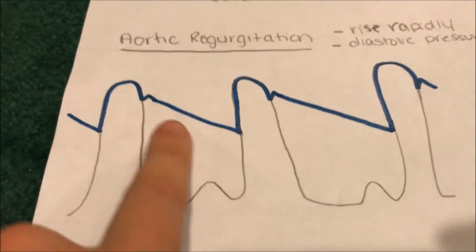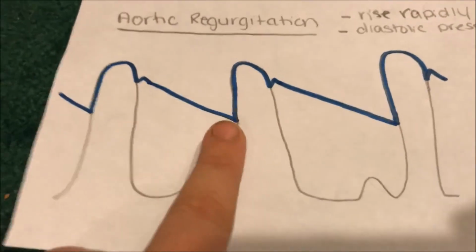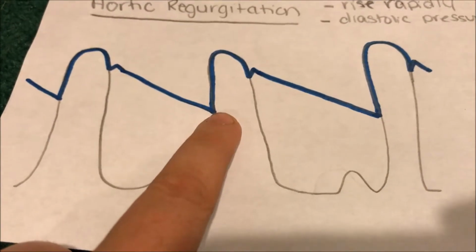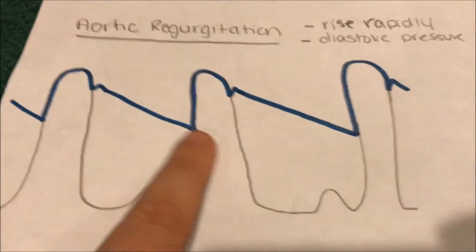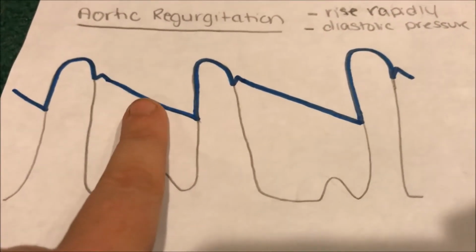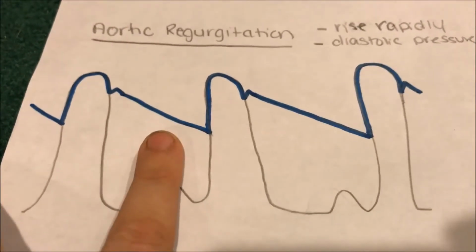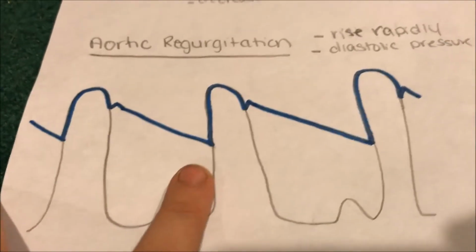With this, it's losing a lot more pressure, it's losing a lot more blood, and it's going down in pressure and volume. This can cause issues because this is the blood that's supposed to go throughout the body and supply your body full of oxygenated blood, but instead it's actually going back into the left ventricle.